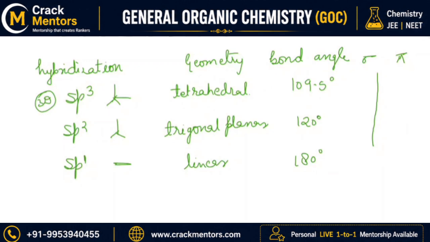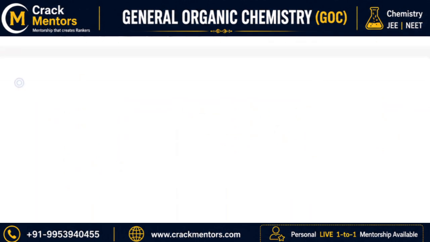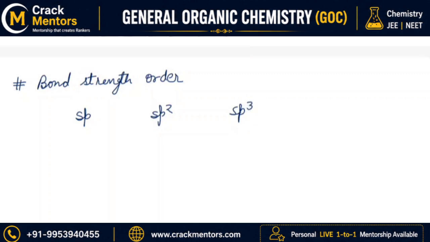Okay, now we come to some of the important orders which you must remember here. So the very first order is the bond strength order. Now you know that sp, sp2 and sp3, you have 3 types, right? In sp, suppose I represent carbon by these balls, between 2 carbons there will be 3 bonds, here there will be 2 bonds, here only a single bond.